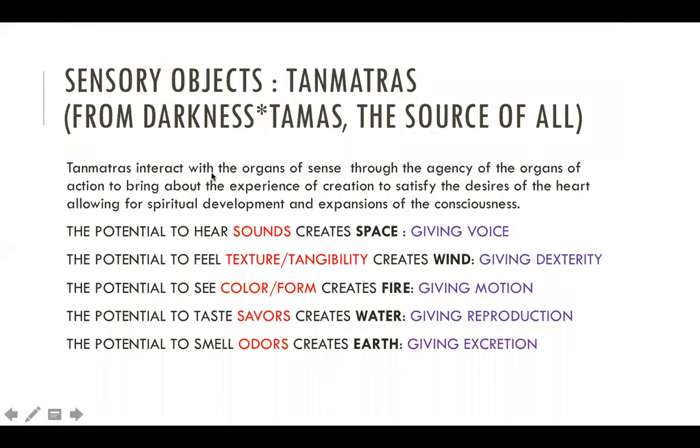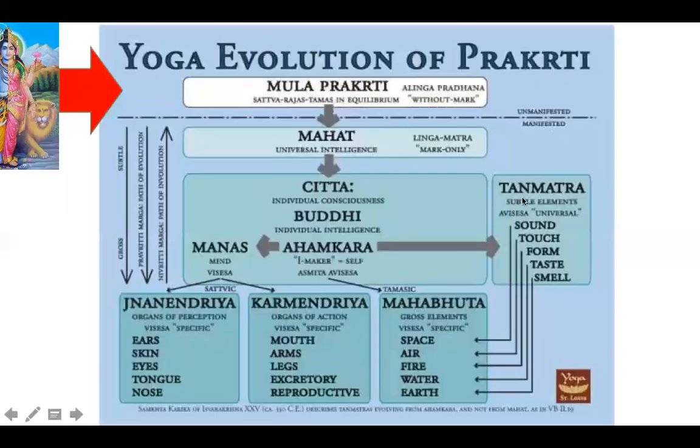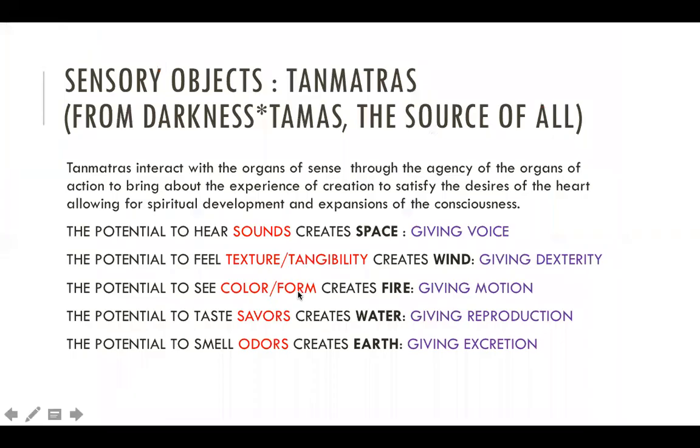So to say this in another way, to review what I just said, because you have to keep saying it to get it: the tanmatras interact with the organs of the senses through the agency of the organs of action to bring about the experience of creation, to satisfy the desires of the heart, allowing for spiritual development and expansion of consciousness. So for Shakti to reach her Shiva, all of these things come about, all of this illusory world, this world that we live in, this Maya, this whole illusion comes up because of this quest.